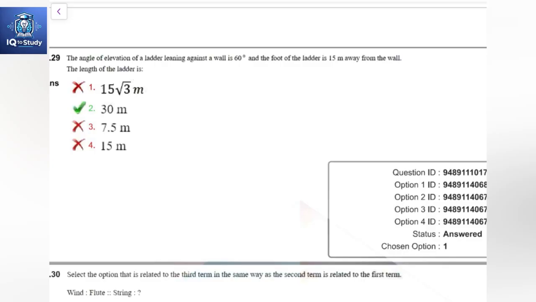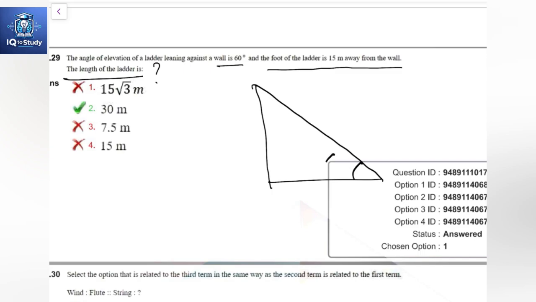The angle of elevation of a ladder leaning against a wall is 60 degrees and the foot of the ladder is 15 meters away from the wall. So the length of the ladder we have to find. Let it be the wall and it is leaning at 60 degrees, and the foot of the ladder is 15 meters away from the wall.